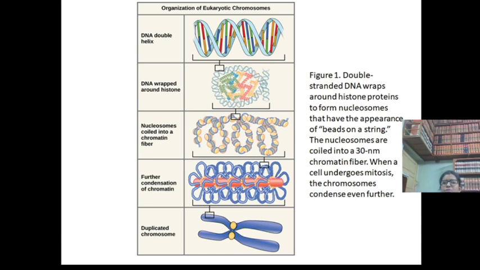So if you go into the organization of the eukaryotic chromosome, this is a schematic picture of how the organization starts. You have DNA wrapped around the histones. This DNA wrapped around histones is known as the chromatin. Then these nucleosomes, from chromatin, have the appearance of beads on a string. You can see that in the third window of the figure. Then you go down to further condensation of chromatin, and then you have the duplicated chromosome.